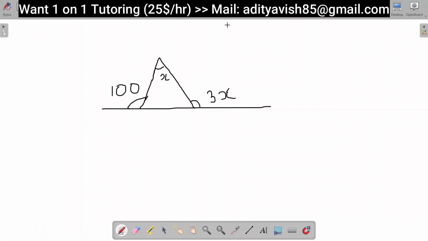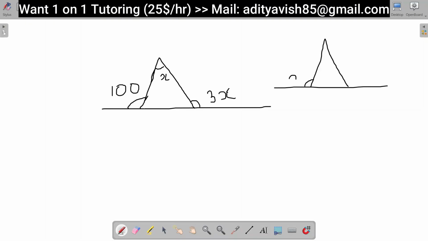So we have a question here. We need to find the value of x. This is a question from angles, and to find the value of x, we'll use the property where it says, and this is the exterior angle property.